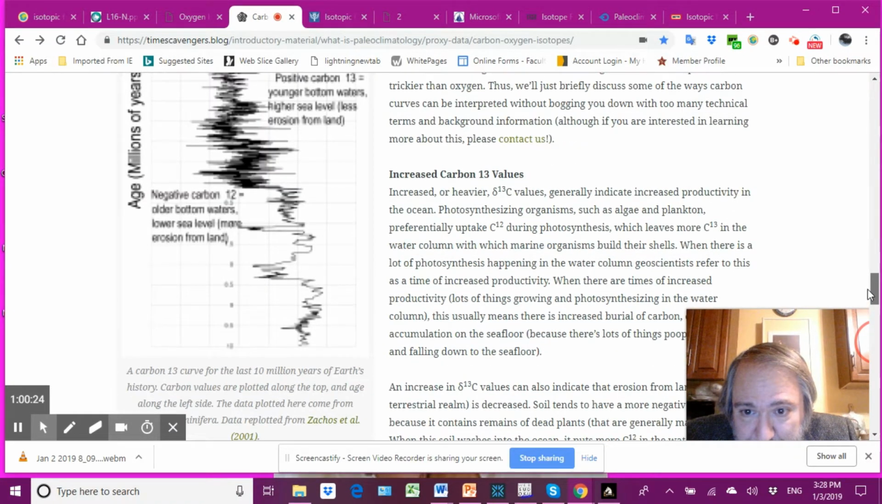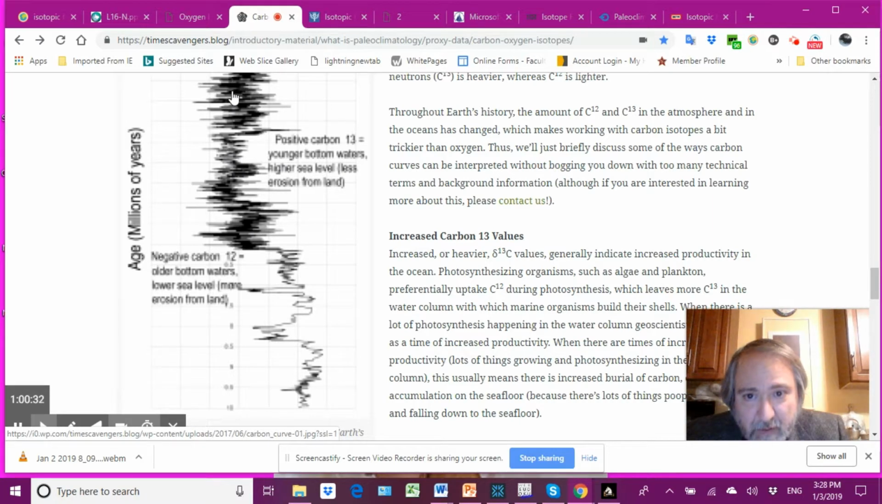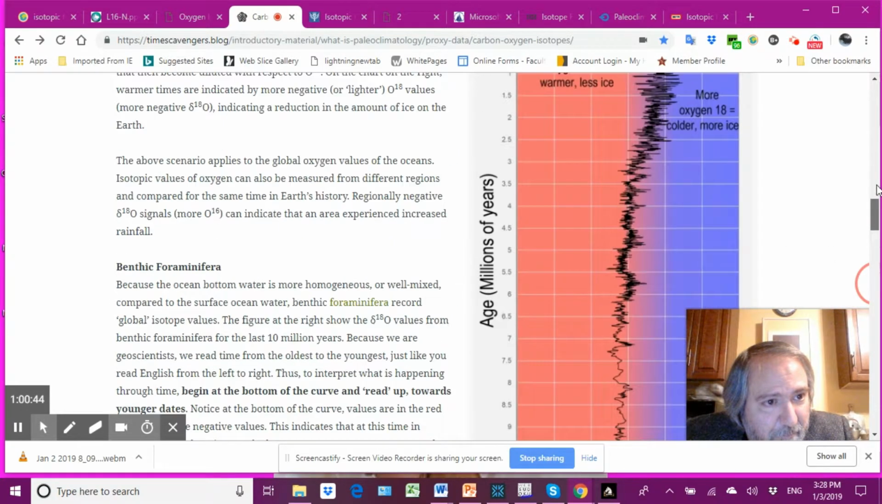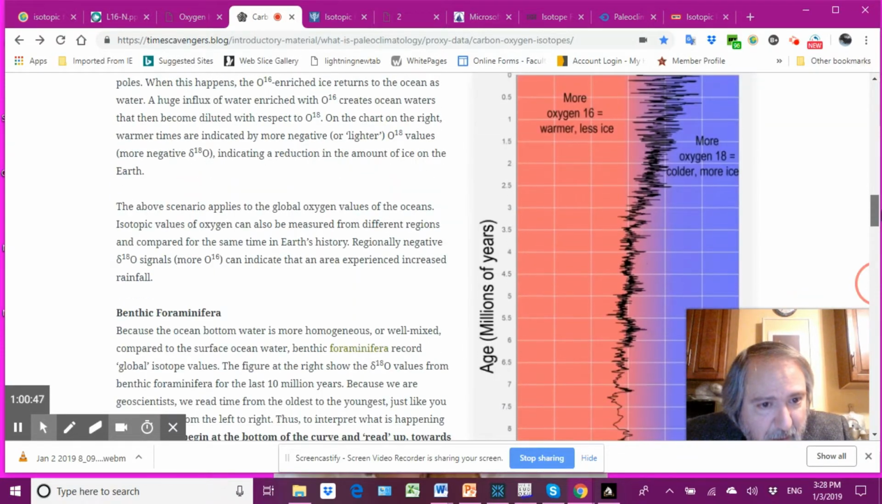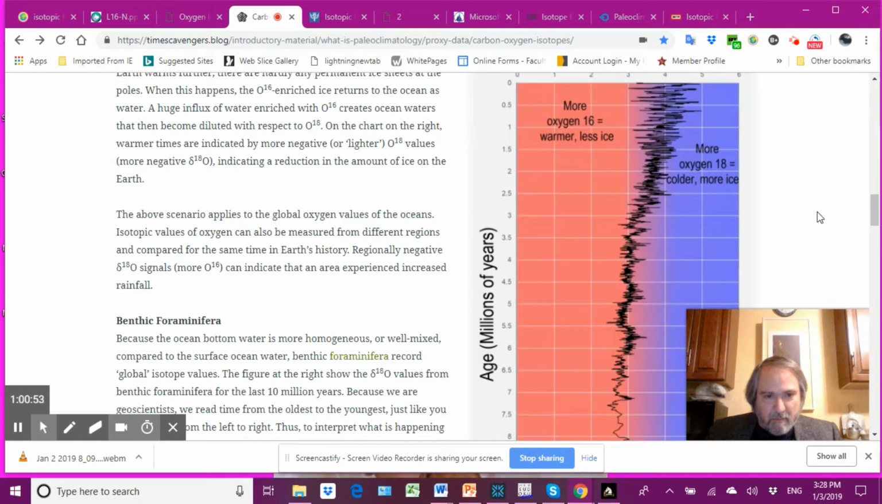So we start seeing an overall trend of decreasing Del 13C values, indicating younger bottom waters and higher sea levels. So, again, we can precisely reconstruct past situations in the ocean, past climates. We can do so globally and locally.